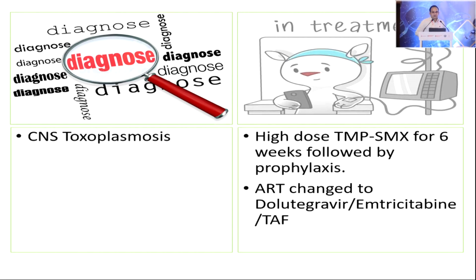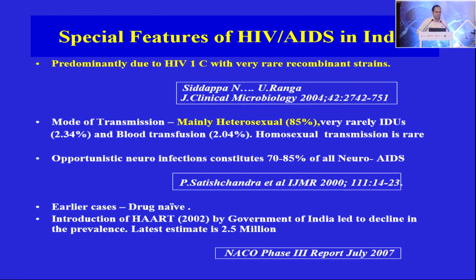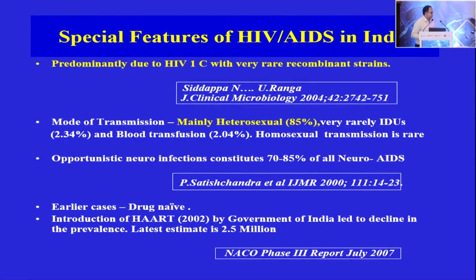And since she was on a failing ART regimen, her ART regimen was also modified, and it was changed to dolutegravir, emtricitabine, and tenofovir alafenamide at this point. Now I hand it over to Dr. Satish to take us through ring-enhancing lesions in HIV patients. Over to you, sir.